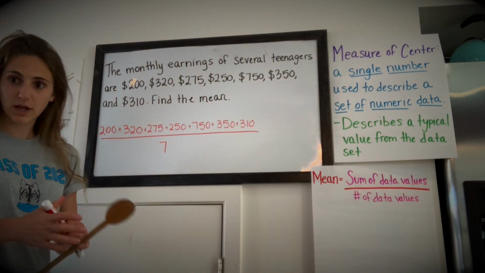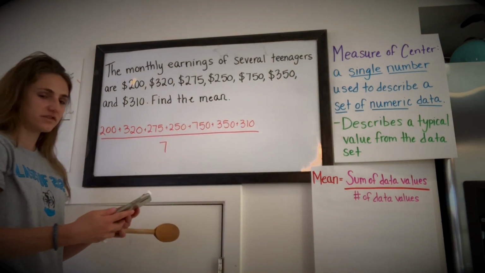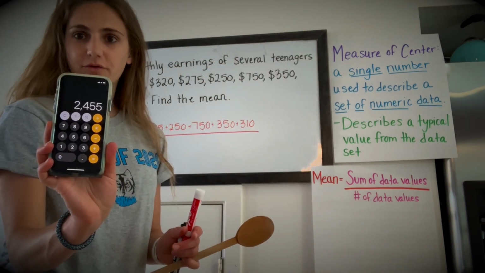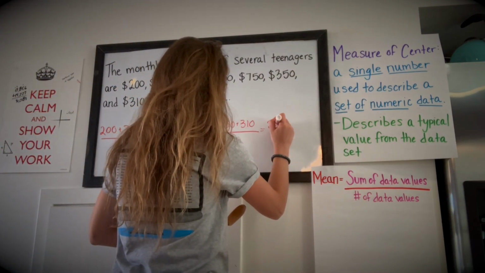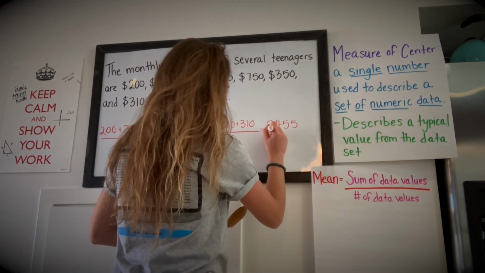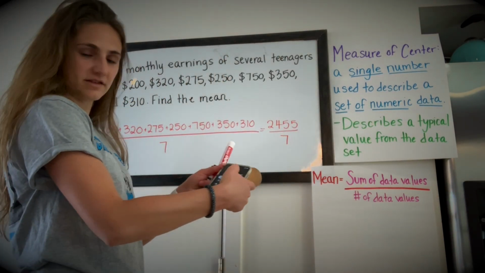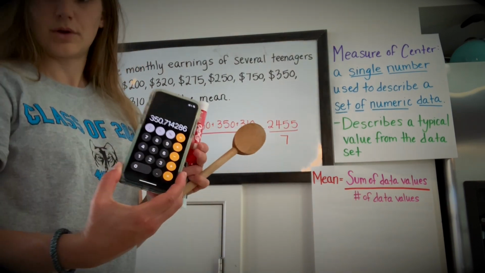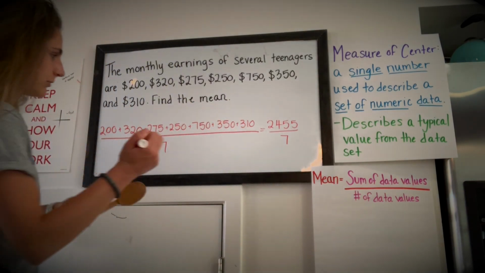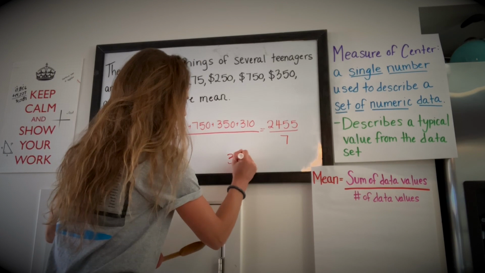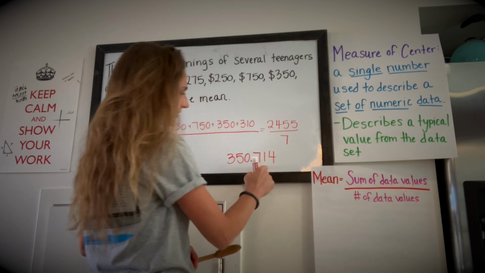Now these are large numbers, so it's okay. You can use your calculator to support you, and that's what I did. So I added all 7 of these values together, and I got 2,455. Okay, so we'll write that: 2,455 divided by 7. Now you'll notice when we divide this value by 7, we're given a number that has a long decimal. So I'm going to write 350, and then I'm going to write 3 values, and 714 thousandths.